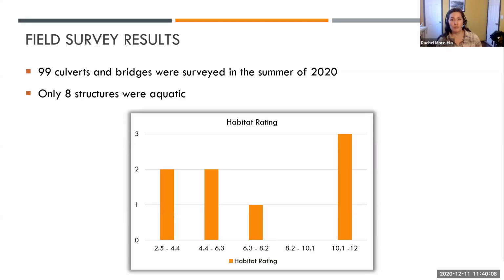In addition to the structure condition, a final habitat rating was given to each structure, and these rating values are calculated based on subform repeats in the survey, but only for the structures that were aquatic. These are the two main metrics the Forest Service will use for the restoration prioritization.